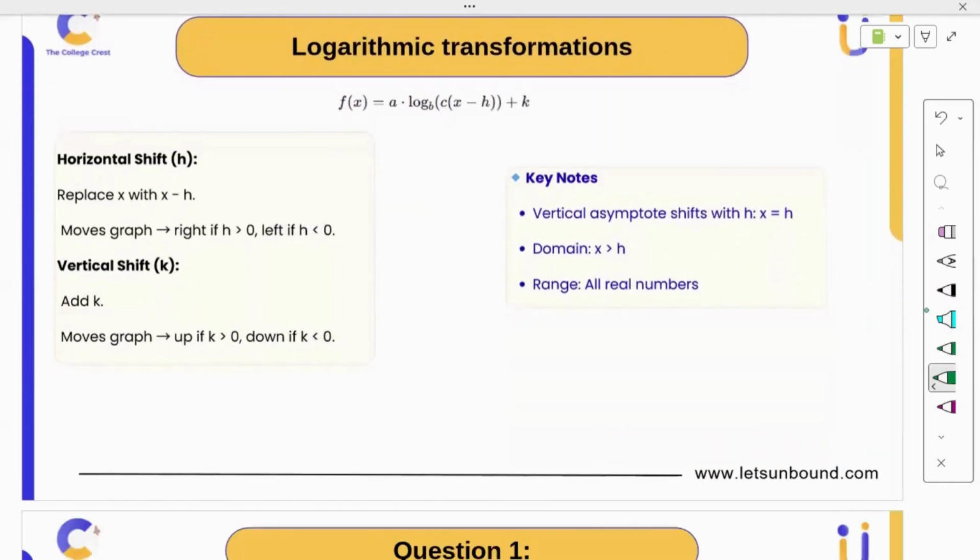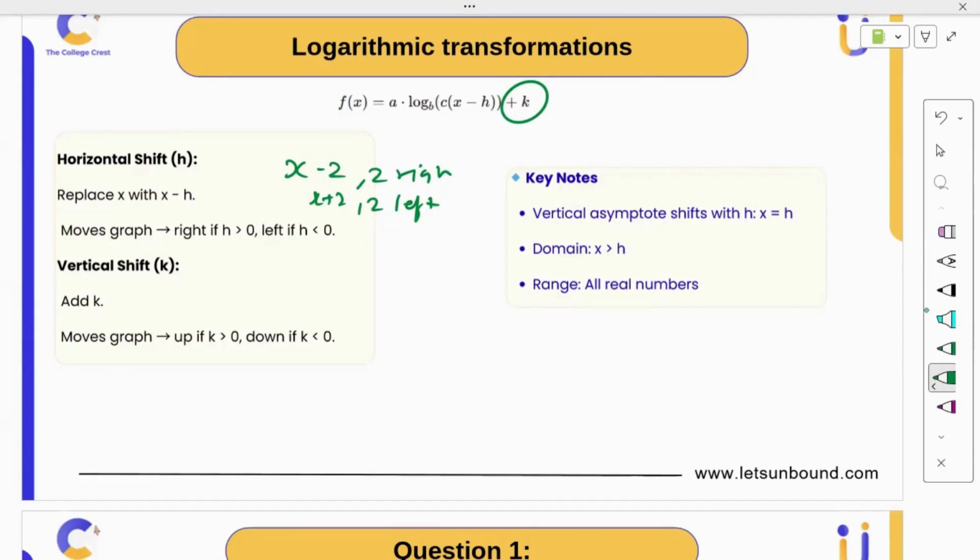Here, for horizontal shift, replace x with x minus h. If your h is positive, like x minus 2, it's 2 to the right. If it's x plus 2, it's 2 to the left. We should be careful here. Vertical shift: add k. If k is greater than 0, we are moving up. If k is less than 0, we are moving down.